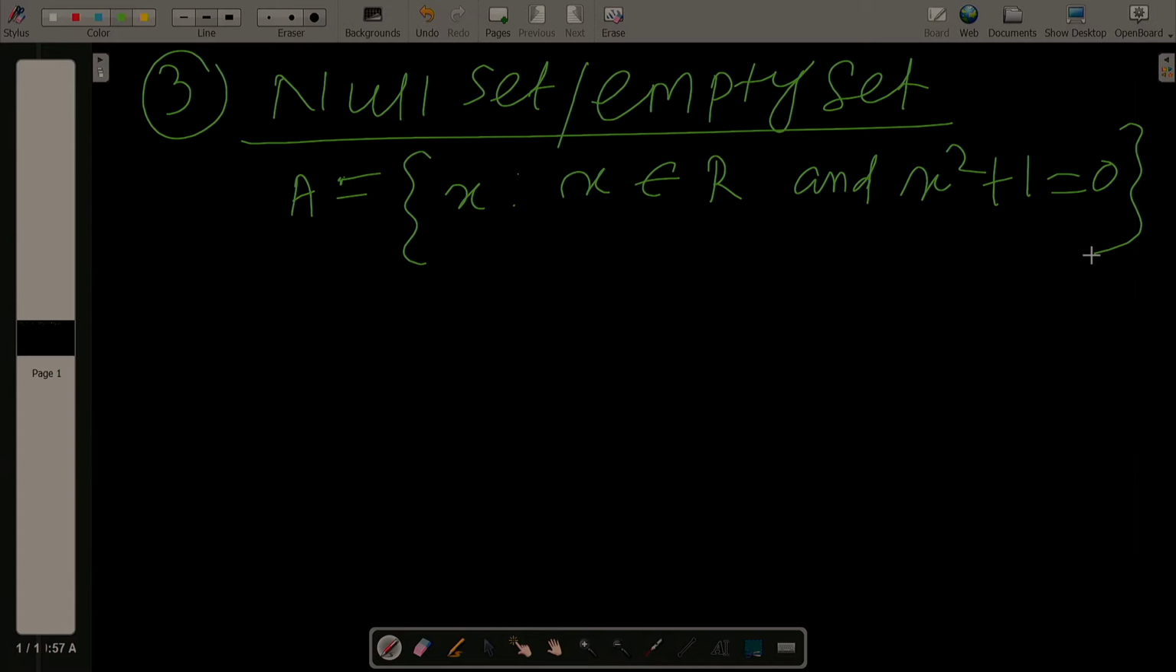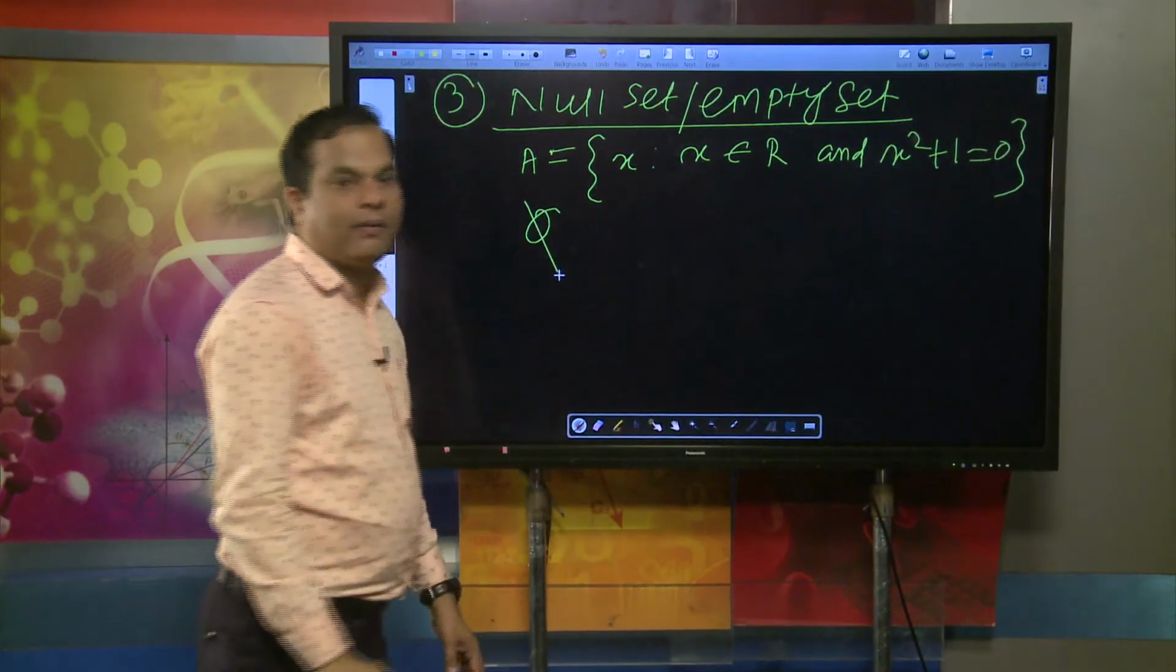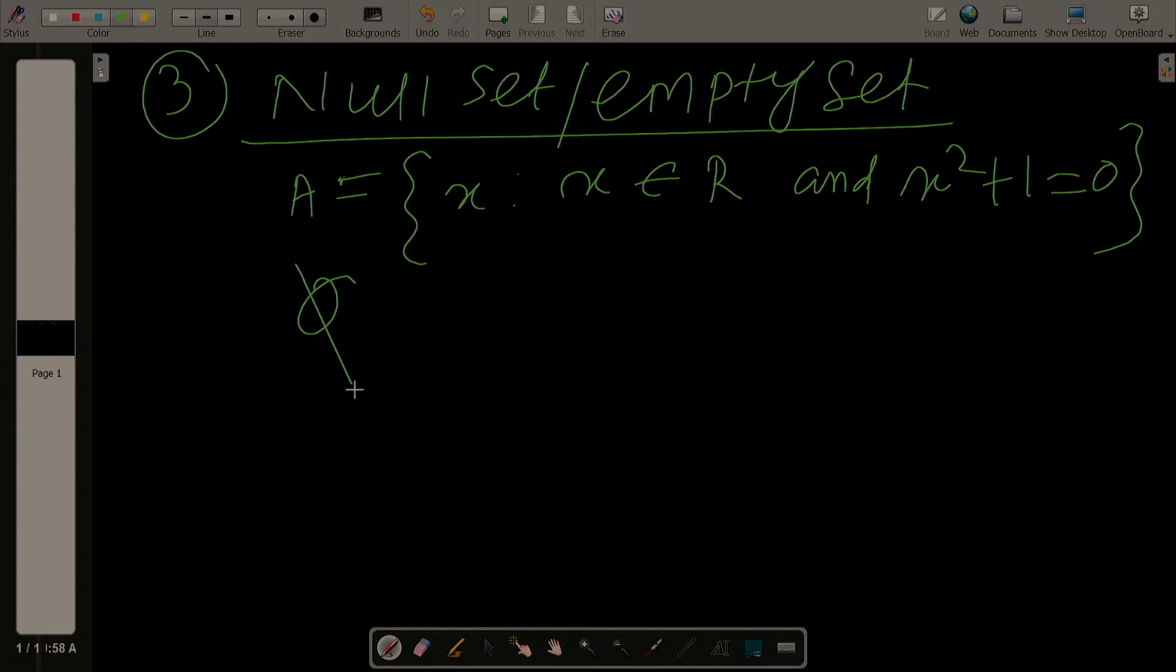We cannot define it. Of course it is defined, but we cannot find the elements. So in this context, the set is known as the null set or empty set, and we write it as phi. Phi means the null set, the empty set. Sometimes we call it a void set.